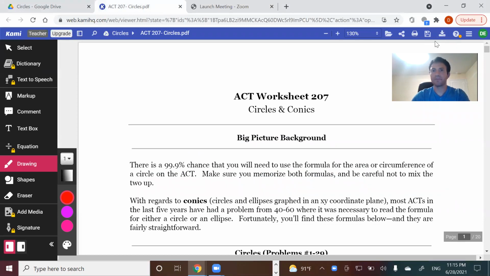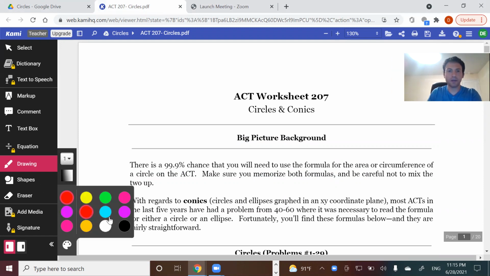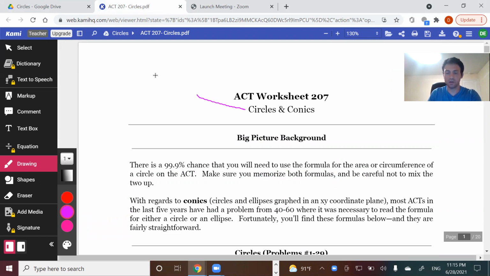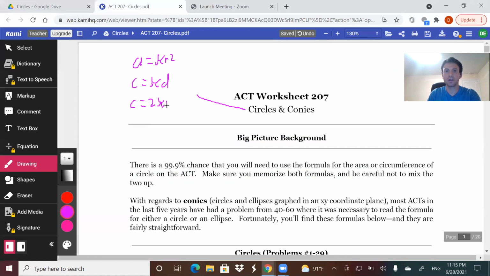Okay, welcome. This is ACT Worksheet 207, Circles and Conics. As you take the test, you'll see 1 to 2 problems on circles. These are traditional circle problems, like area of a circle is pi r squared, or circumference of a circle is pi times diameter, or some people prefer circumference is 2 pi r. Same thing, two times the radius is the same as the diameter.